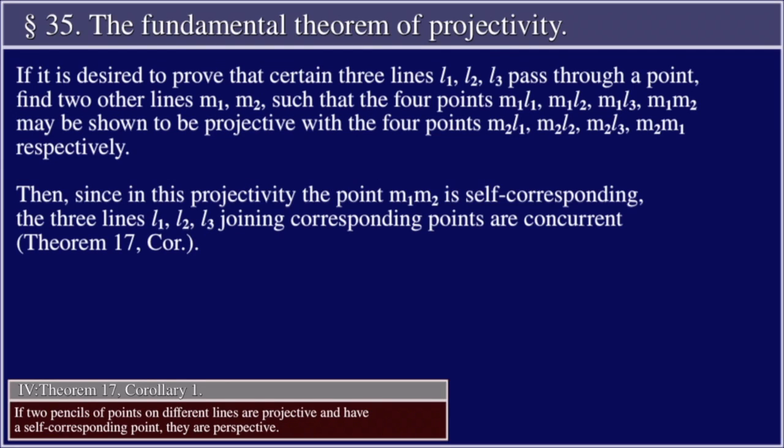If it is desired to prove that certain 3 lines L1, L2, L3 pass through a point, find 2 other lines M1 and M2 such that the 4 points M1L1, M1L2, M1L3, M1M2 may be shown to be projective with the 4 points M2L1, M2L2, M2L3, M2M1, respectively. Then, since in this projectivity the point M1M2 is self-corresponding, the 3 lines L1, L2, L3 joining corresponding points are concurrent by Theorem 17, corollary.